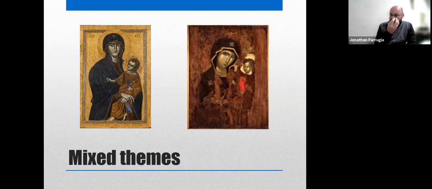Because obviously each image is there for a reason, and Mary is more often than not represented as, first of all, the one who brings Christ to the world, but also, as we have seen in these icons especially, Mary is seen as the one who also intercedes for the common people in front of her son.